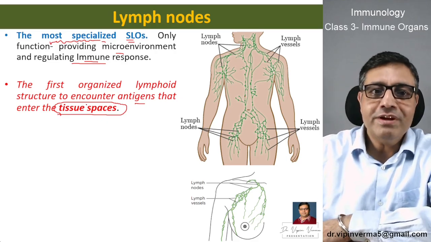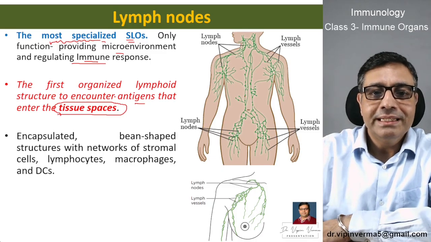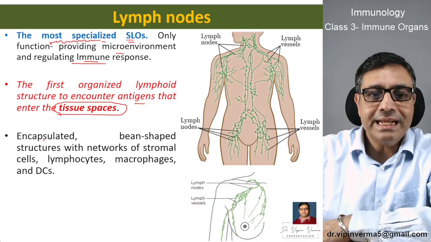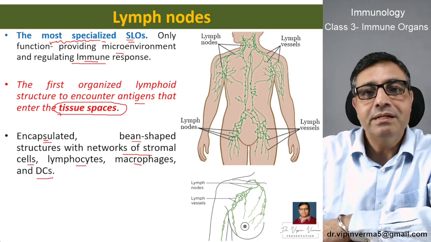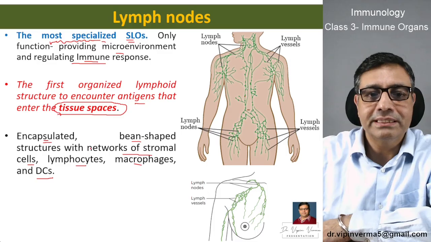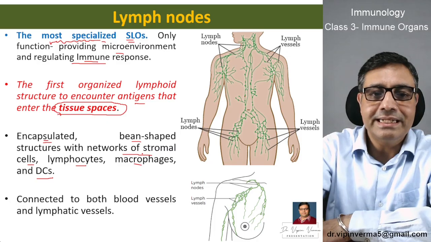So the lymph nodes, wherever they are, are the first structures to encounter antigens that enter the tissue space. These are encapsulated, bean-shaped structures, and they have a network of stromal cells. They have lymphocytes, macrophages, and dendritic cells. The stromal cells are the supportive cells, apart from the immune cells, which are the lymphocytes, macrophages, and dendritic cells.